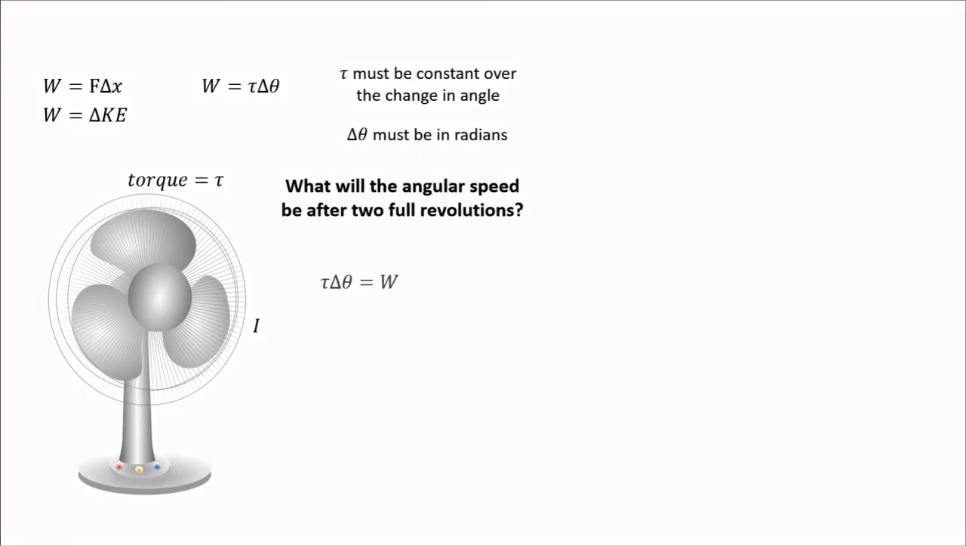Well, we know that tau times the change in angular position equals the work, which equals the change in kinetic energy. The change in angular position is 2 full revolutions, which means going around the circle twice. In radians, which is what we need to work in, going around the circle once is 2 pi, so 2 full revolutions will be 4 pi. So let's just update our equation here.